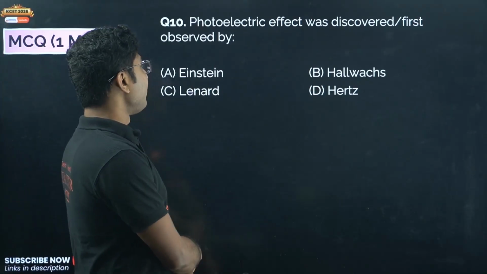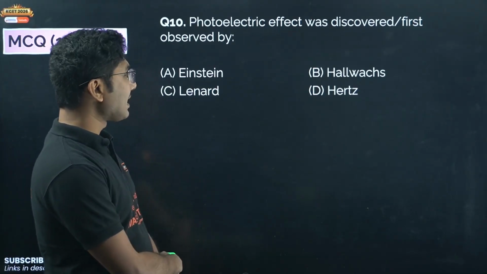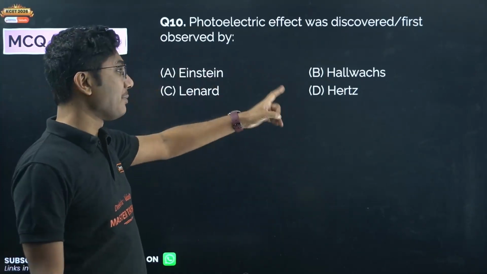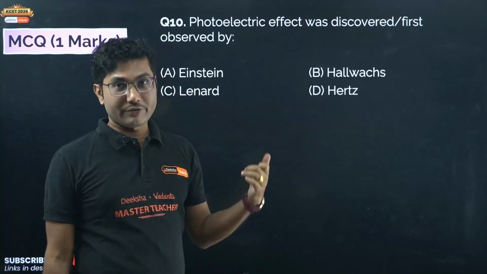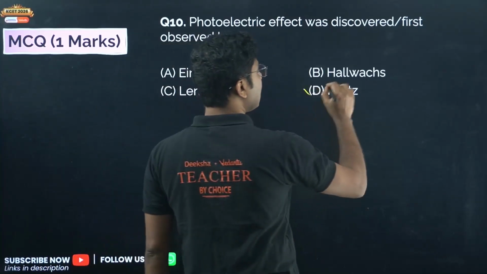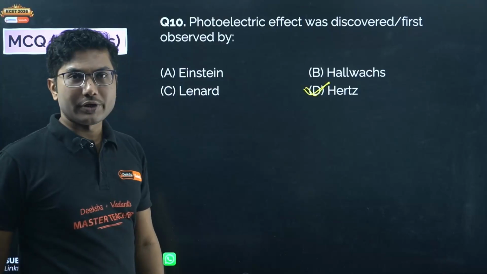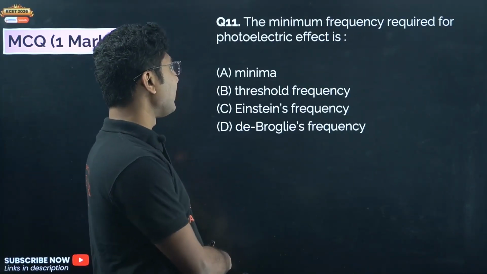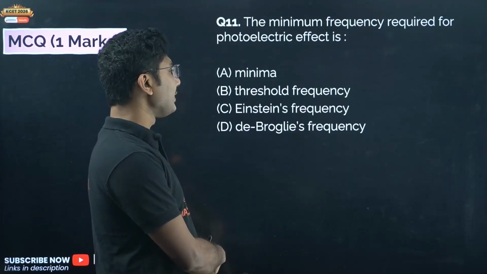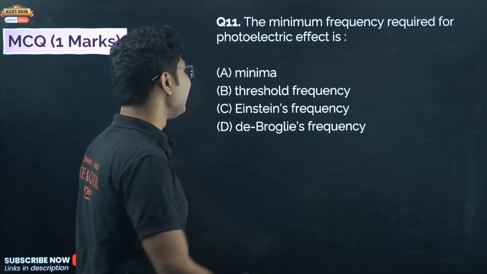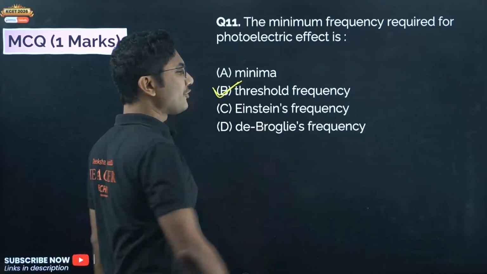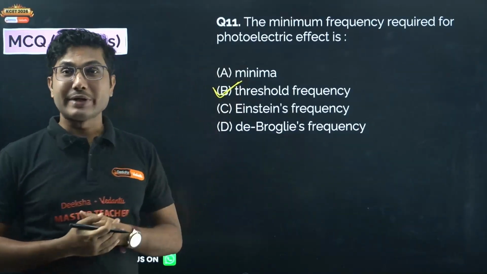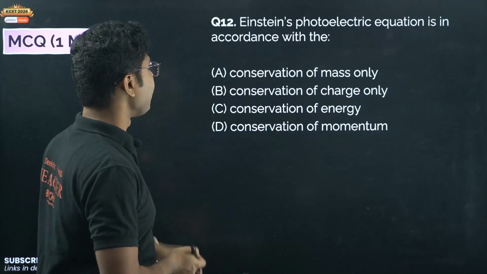The photoelectric effect was discovered first or observed by Einstein, Hallwachs, Lenard, or Hertz? It was Heinrich Hertz, the same person after whom the unit of frequency is named. Heinrich Hertz is the person who first observed the photoelectric effect. The minimum frequency required for the photoelectric effect is minima, threshold frequency, Einstein's frequency, or de Broglie frequency. Interesting question. It is called threshold frequency. The minimum frequency required for a photoelectric effect to take place is called threshold frequency.